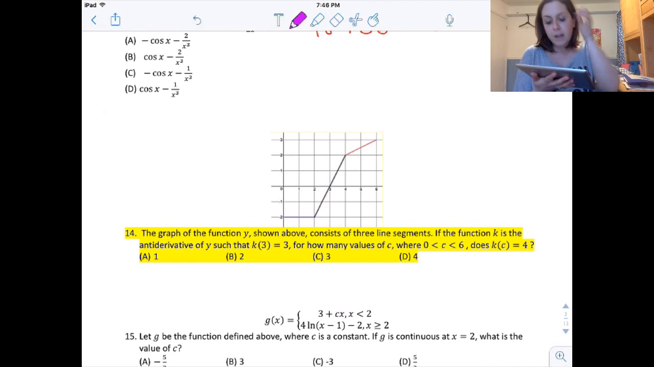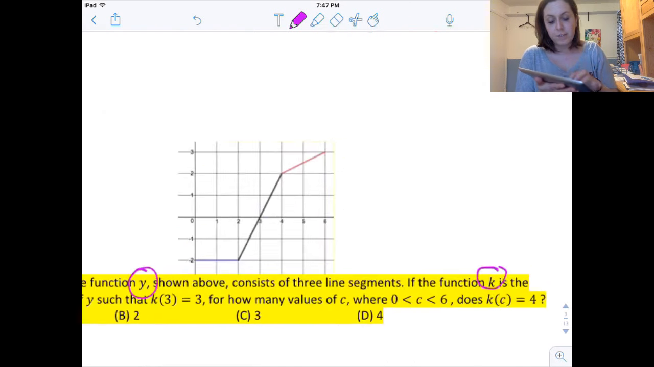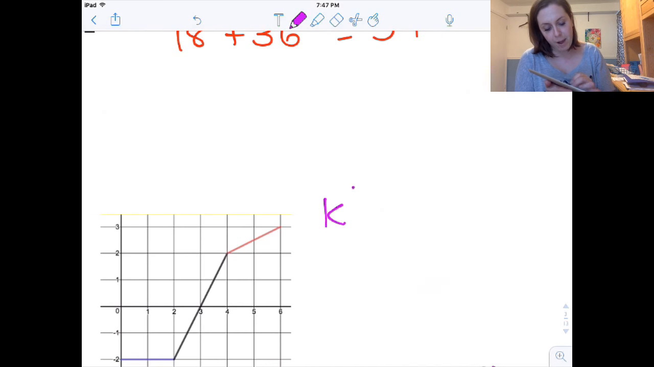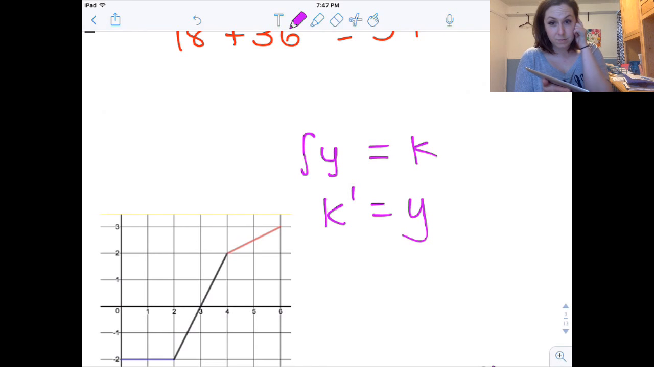Okay. It's all about understanding basically the fundamental theorem, which is the way that derivatives and integrals relate to each other. So they tell me that this is y, and k is the antiderivative of that. So if k is the antiderivative of y, then y is the derivative of k. So k prime equals y. Or the antiderivative of y equals k. Does that make sense? Hopefully.